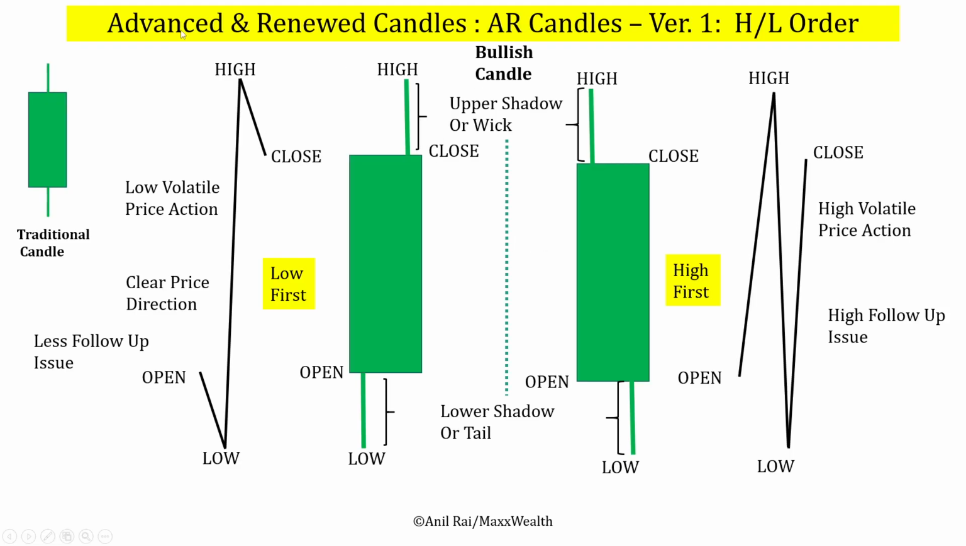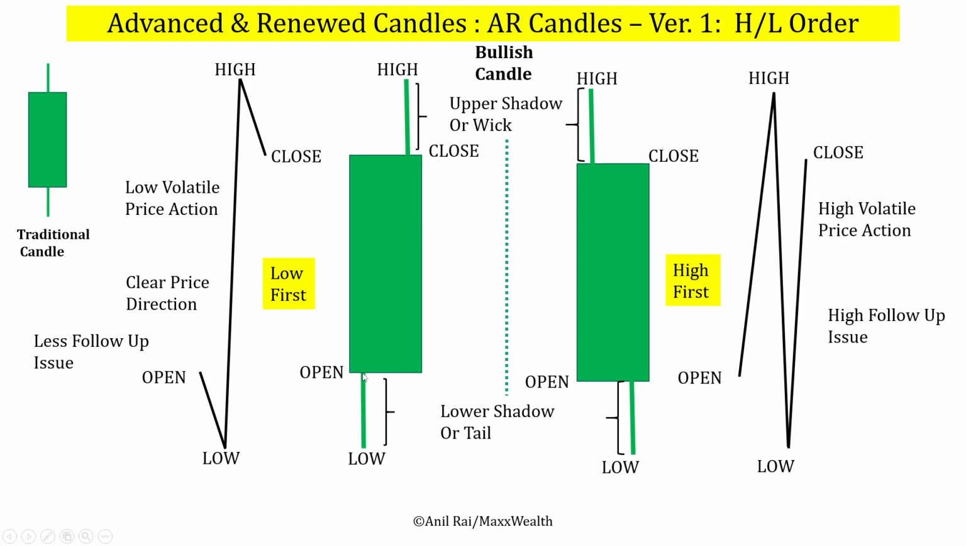So here is the advanced and renewed candle version 1, where the high and low order has been told. See, the same scenario. Price opens here, makes a low, and the buying comes up and makes a high, and they close near here. This is the traditional candle. But in our scenario, what will happen? Open is here, body will be green, but low will be near the open because it has been made first. So this is the number one point, middle point, and this is the close point.